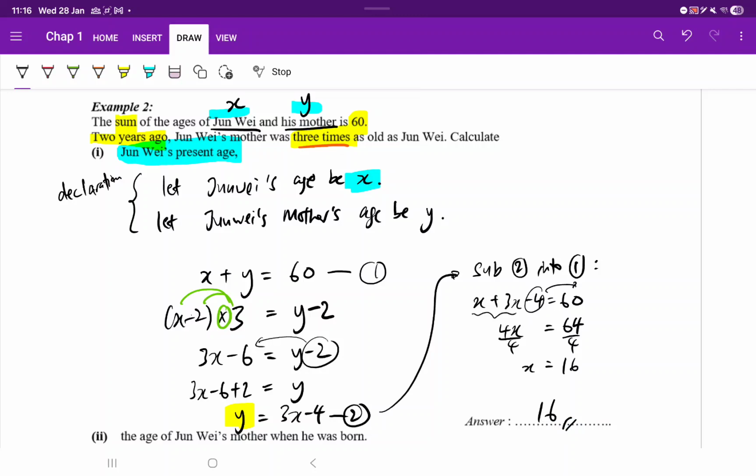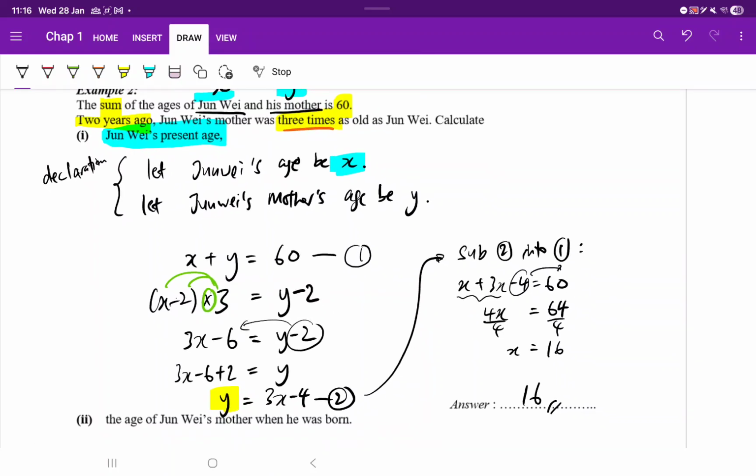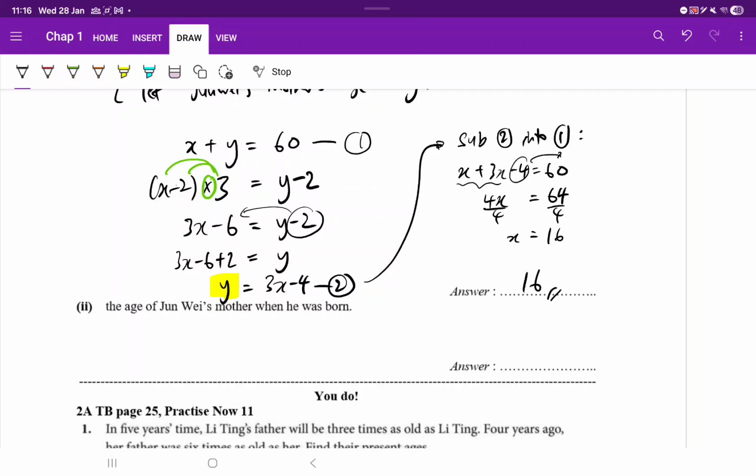Okay. Are we okay with this? Then now we answer the next question: the age of Junwei's mother when he was born. Now, we only found x, we didn't find y. So now I need to find y. I need to know what the mother's age is, right?